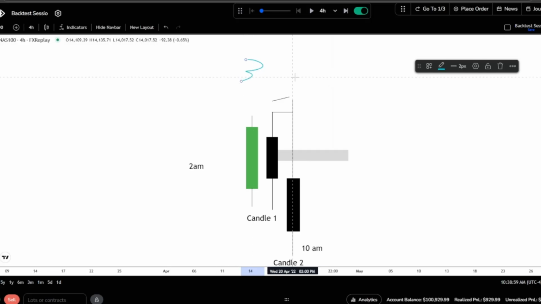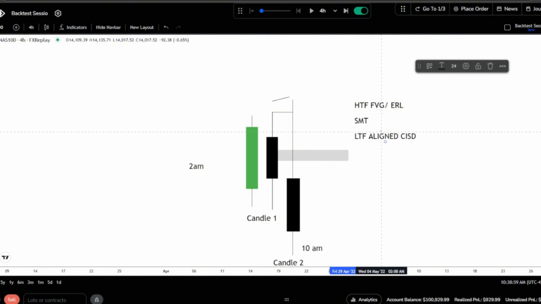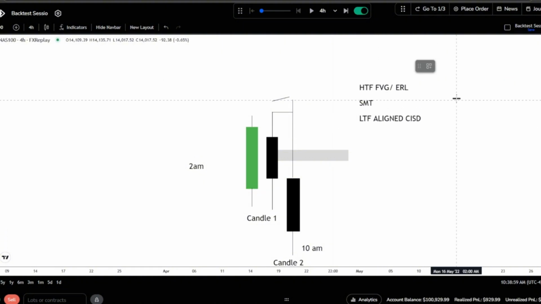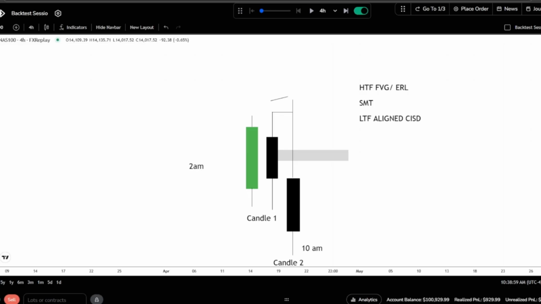That's what I'm programmed to think of, right? I always need to see a higher time frame value gap or ERL. I always need to see that. I need to see an SMT, right? And then I need to see a lower time frame aligned CISD, right? And these 3 things must be seen before you can actually confirm that the candle is a manipulation candle, and then we start the distribution phase.